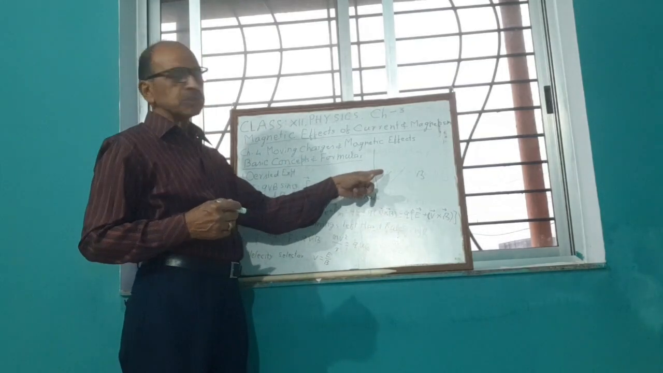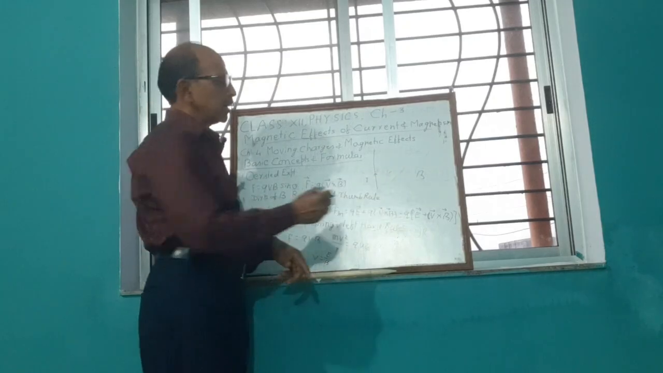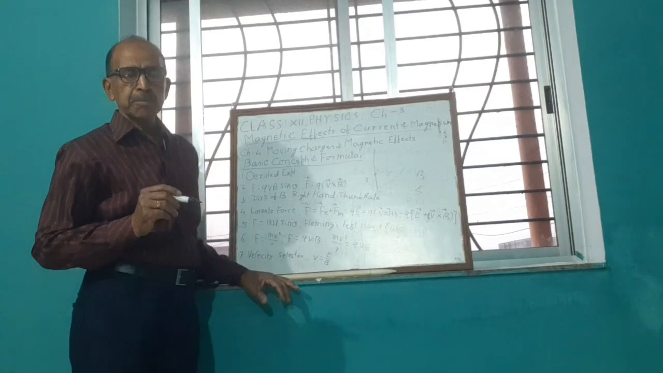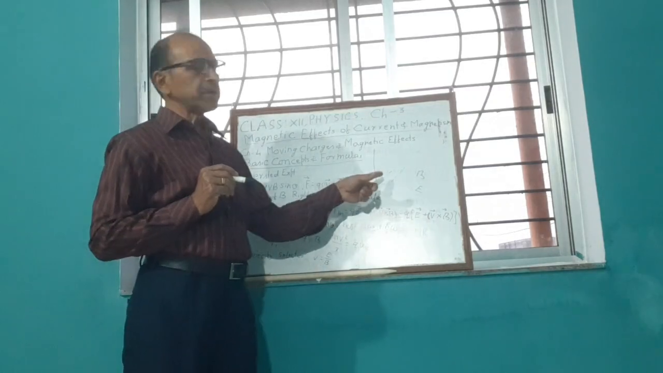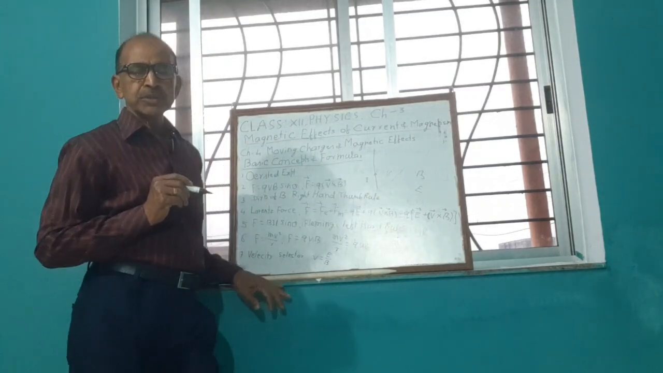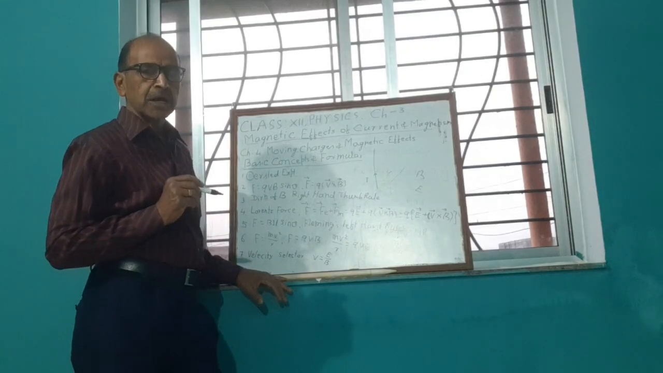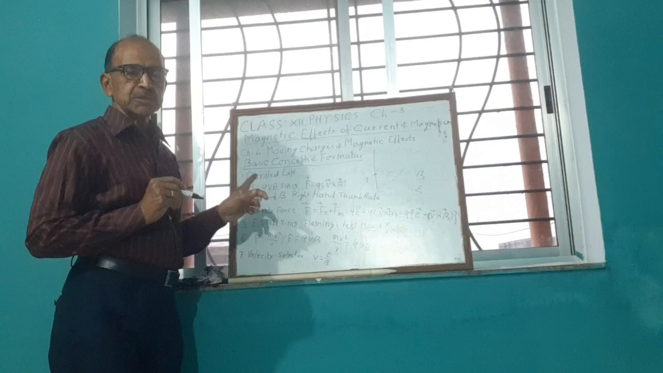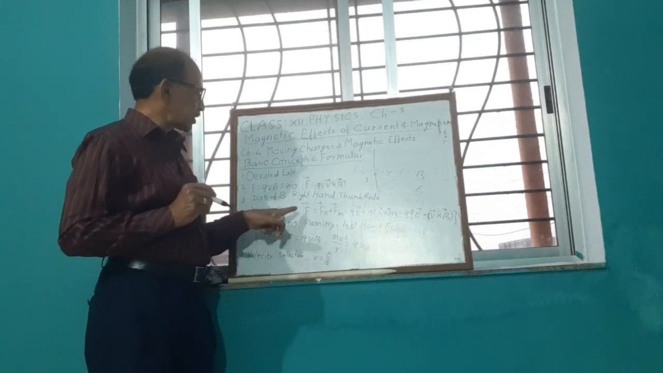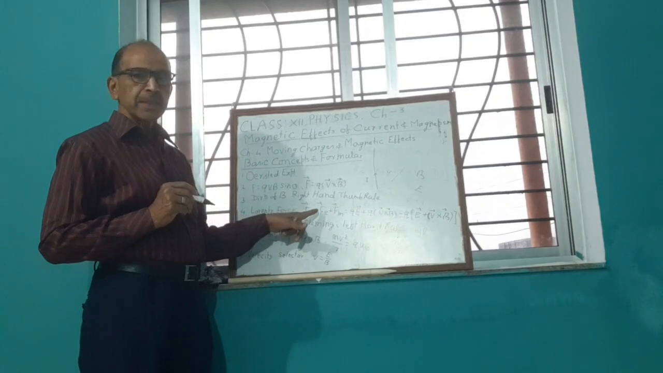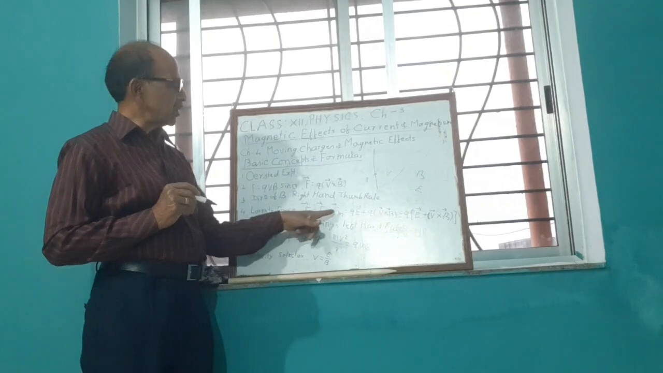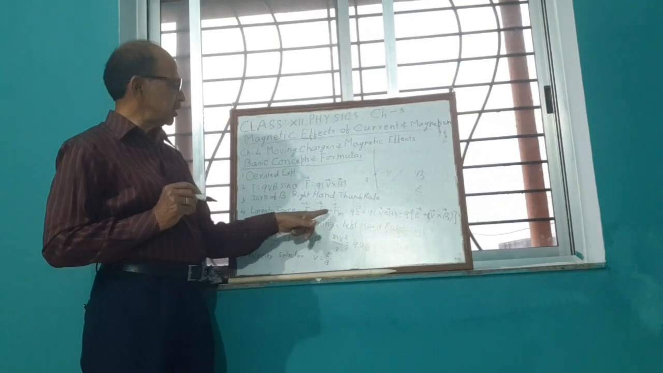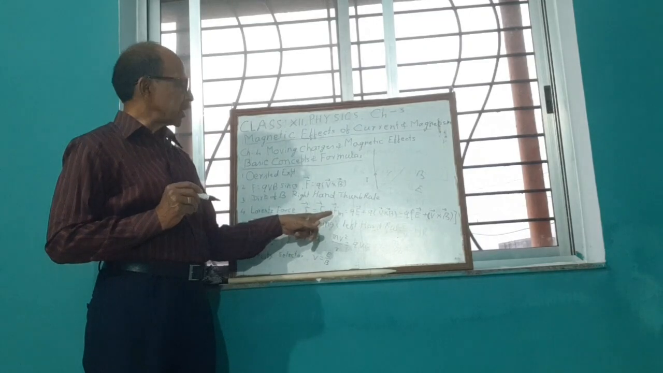Now, Lorentz force. If charge Q is moving in both an electric field and a magnetic field, a net force acts on the charge. The net force acting on a charge moving in a magnetic field and an electric field is known as Lorentz force. Mathematically, Lorentz force F is equal to Fe plus Fm, where Fe is the force on the charge due to the electric field and Fm is the force due to the magnetic field.